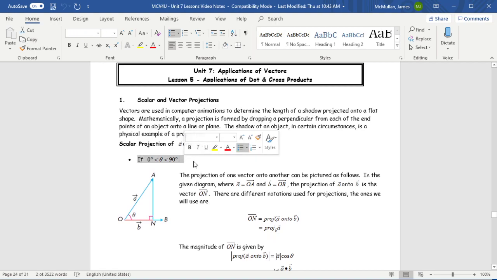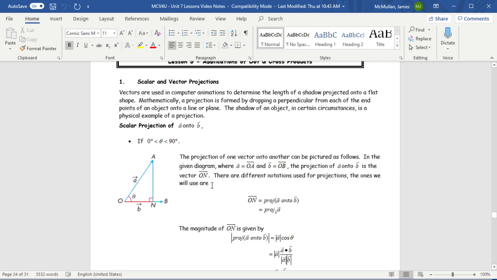There are two ways that this projection can occur, and there are two types of projection as well. There's a scalar projection and a vector projection. So let's talk about both of those. If the angle between the two vectors is less than 90 degrees, so it's acute, then the projection of one vector onto the other will always look like this. It could be rotated a bit, but it'll always ultimately have this same picture.